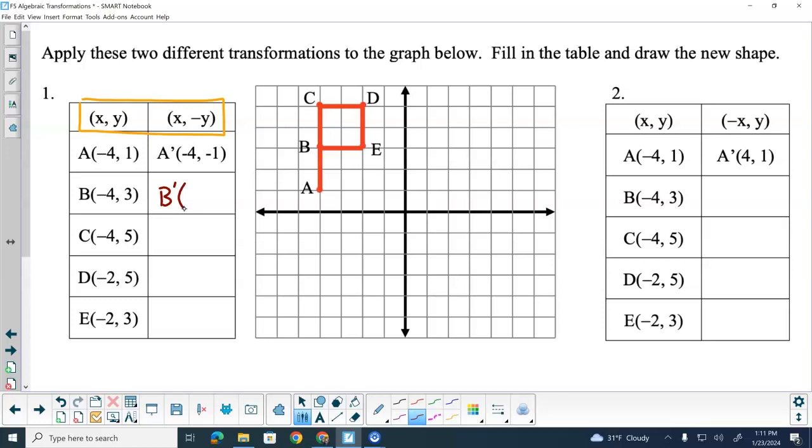What's the X part of the B? The X part of the B. I'm pointing right at it right here. Remember, points are X comma Y. Okay, so what's the X part of the B prime going to be if we don't change it? That's better. Okay. What's the Y part of the actual B?